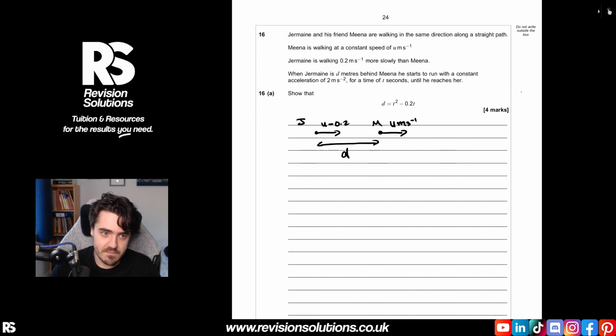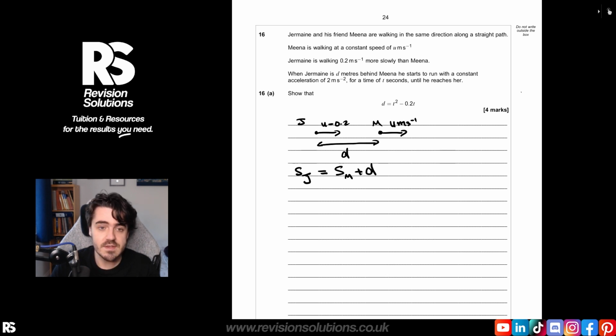Well, first off, if they're going to meet each other, basically that means Jermaine is going to have to travel the same distance as Mina, but this extra displacement d. So we can write an equation for Jermaine. We'll say the displacement of Jermaine must be the same as the displacement of Mina plus d. And we can actually start working out some of these displacements. So the displacement of Mina is straightforward.